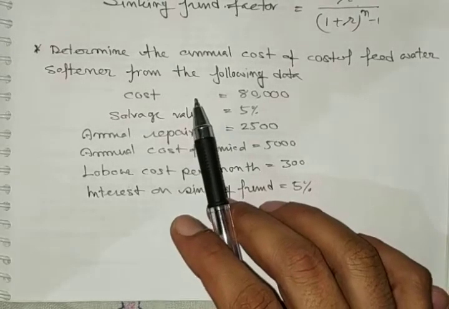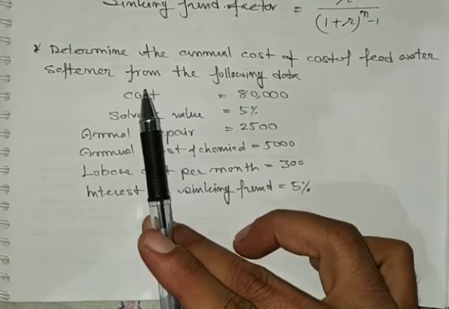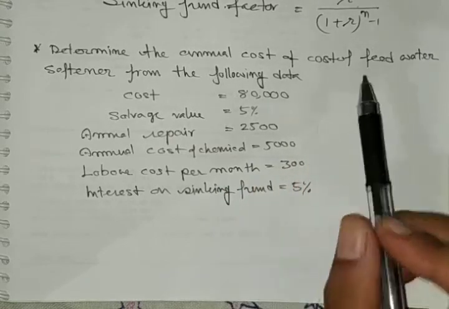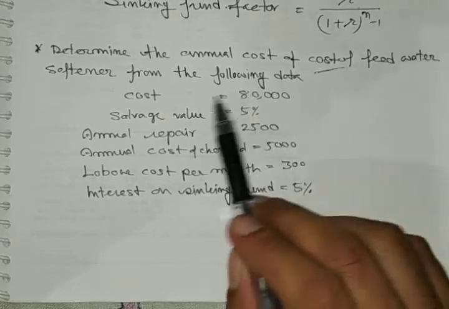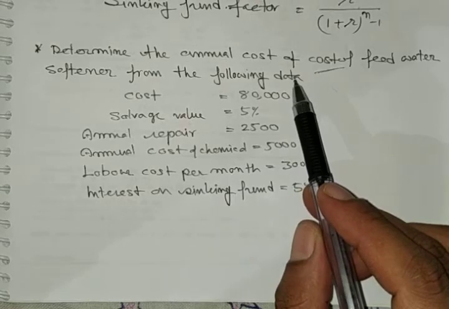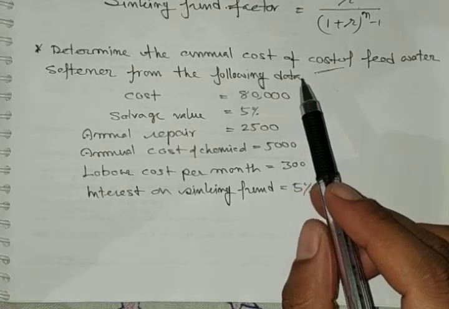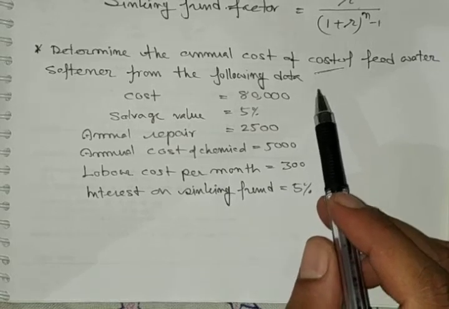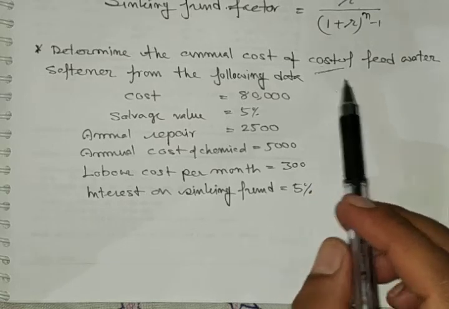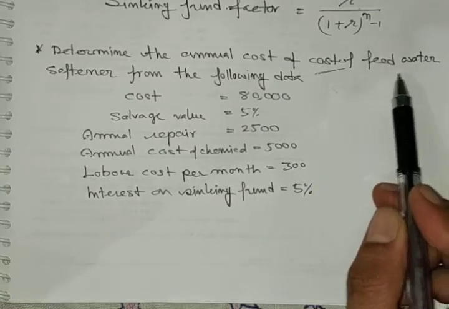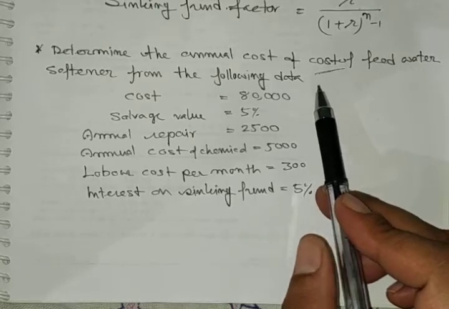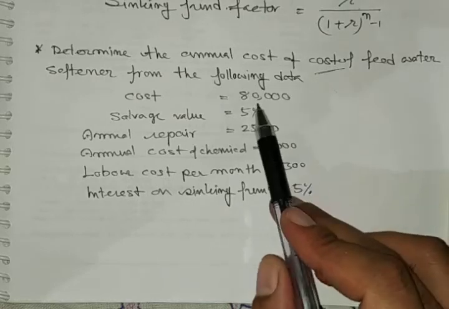So this is your numerical. Determine the annual cost of a feed water softener from the following data. Basically, in the steam power plant, they use a softener. A feed water softener is used in a thermal power plant, so that is one of the equipments of the power plant. The following data are given.